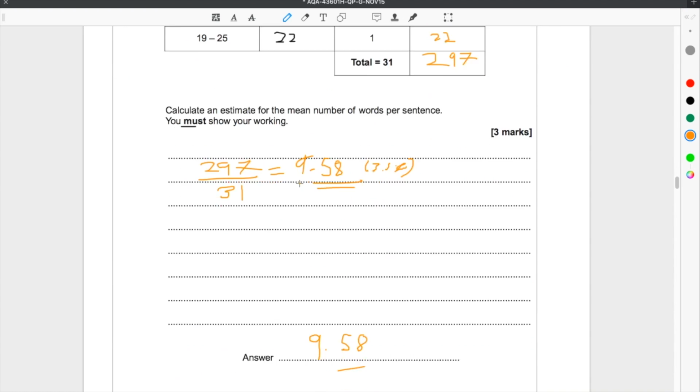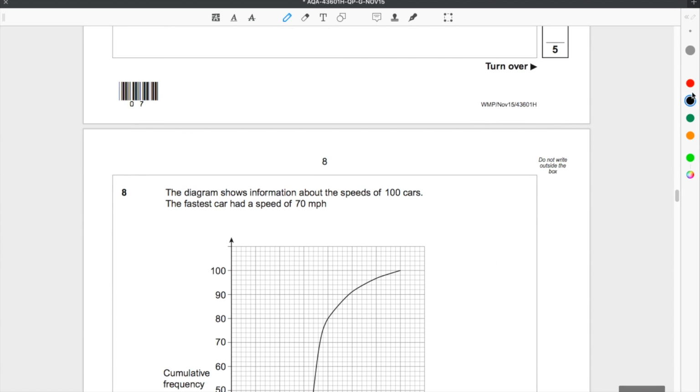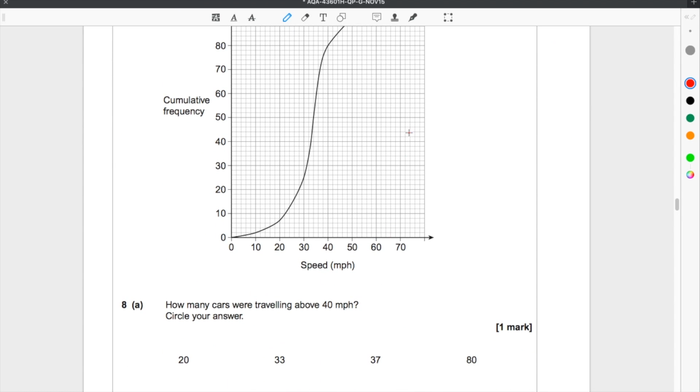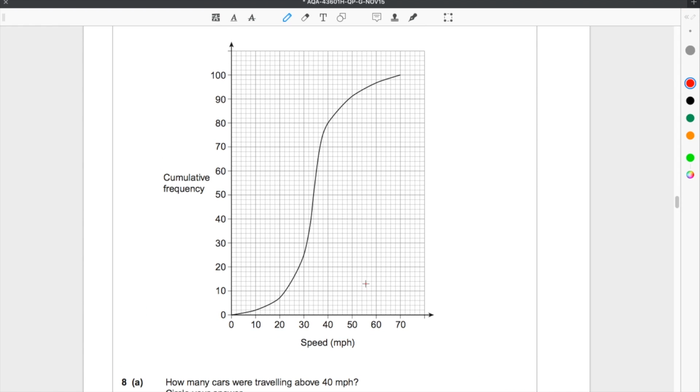So moving on to question 8. The diagram shows information about the speeds of 100 cars. The fastest car has a speed of 70 miles an hour. How many cars were travelling above 40 miles per hour? Okay.